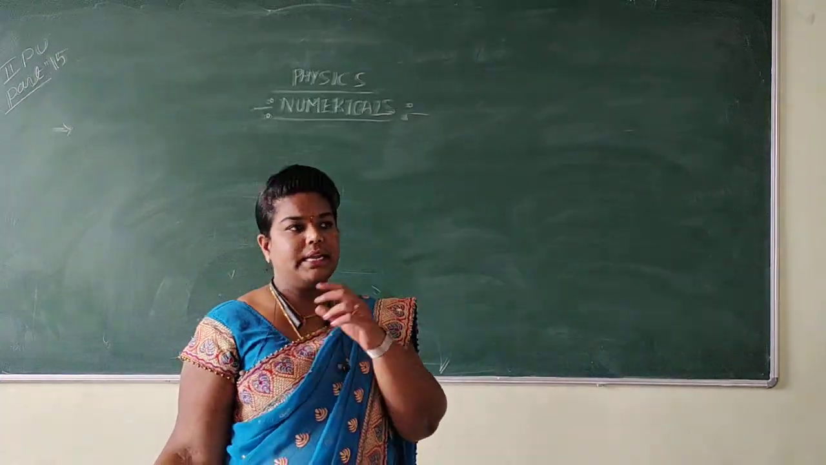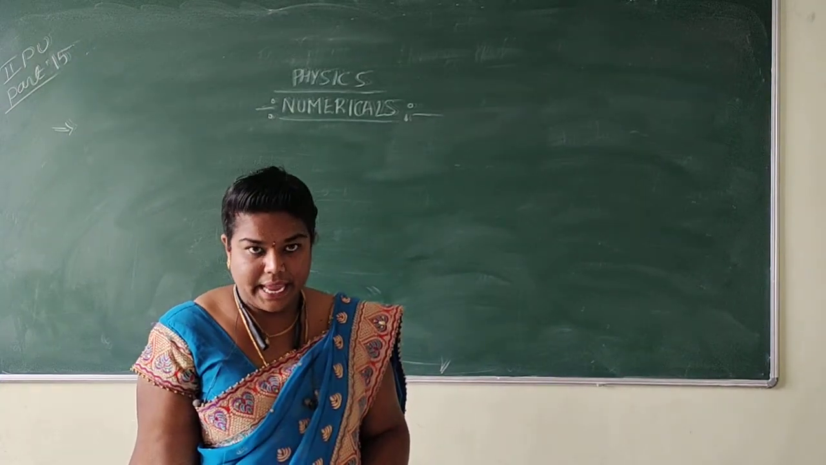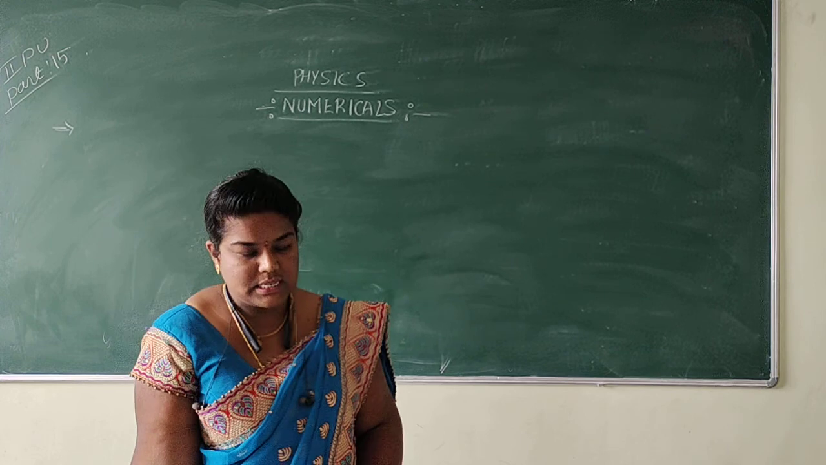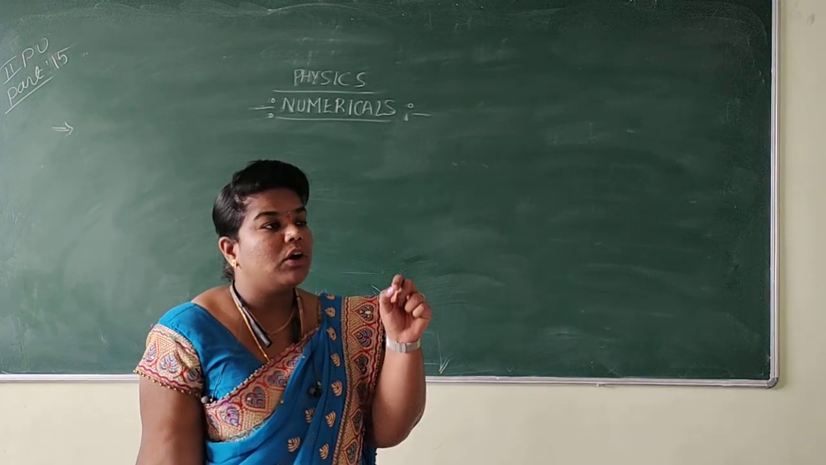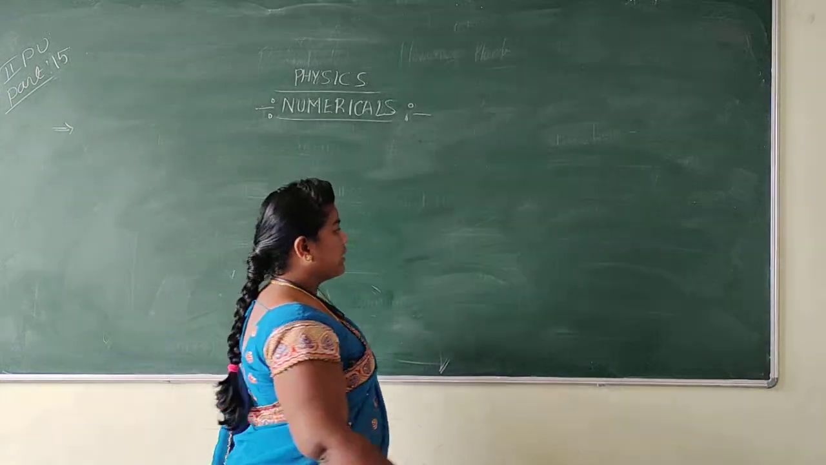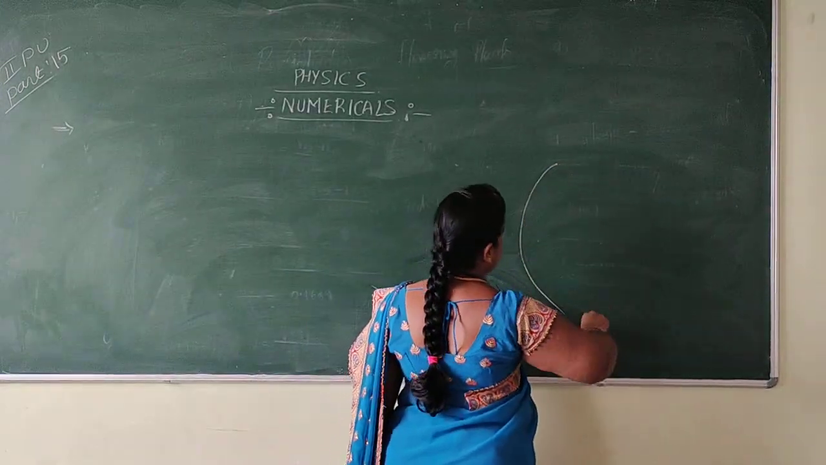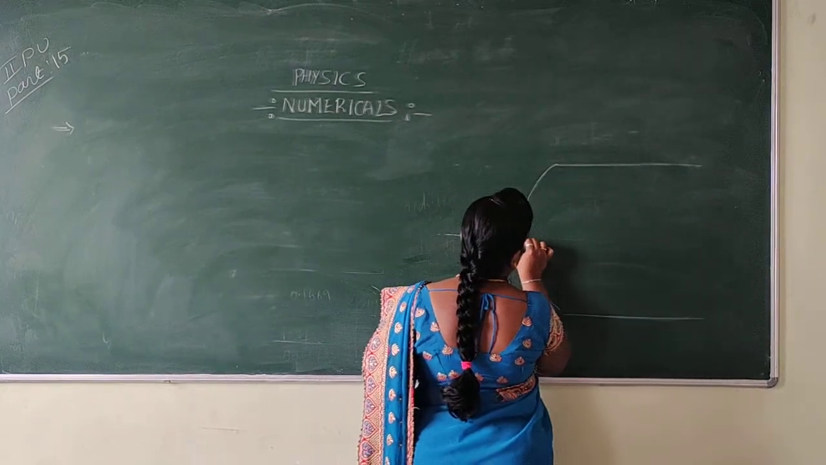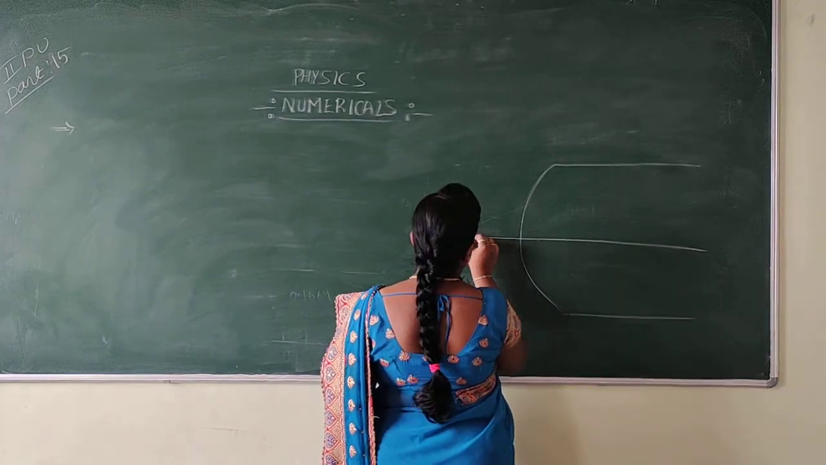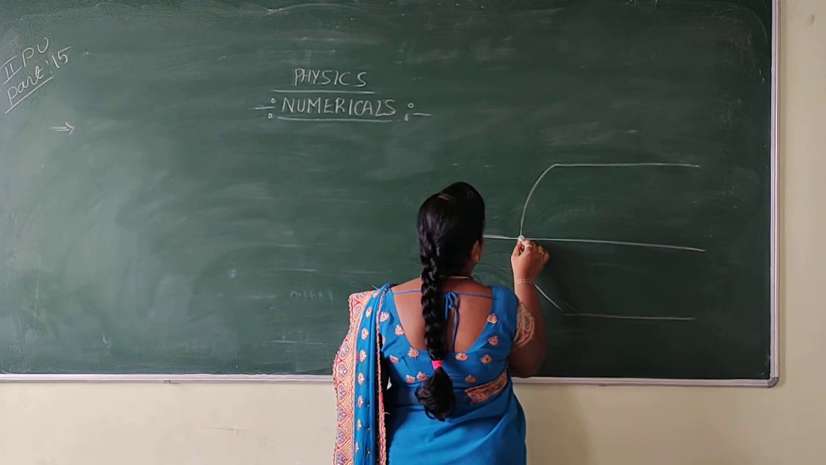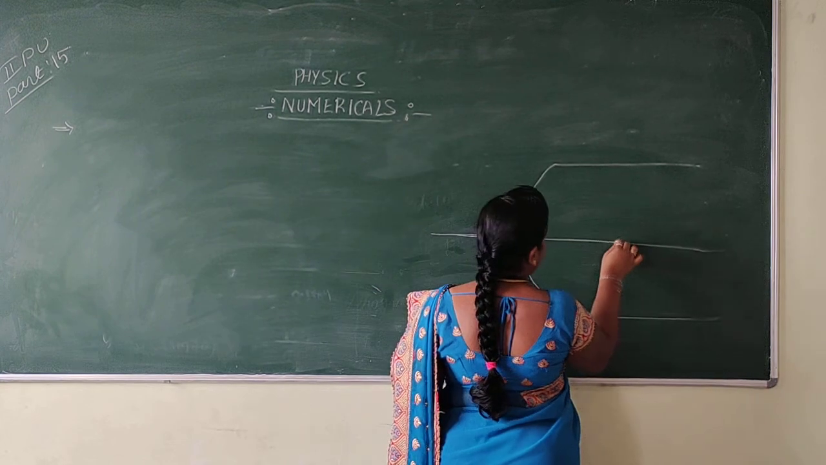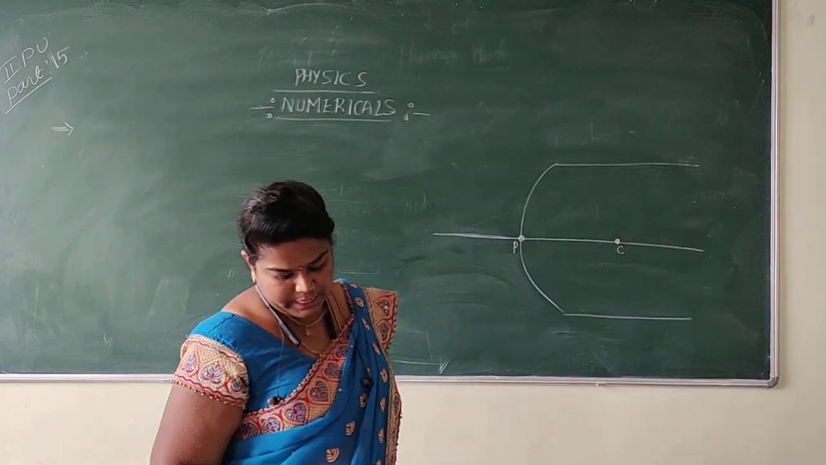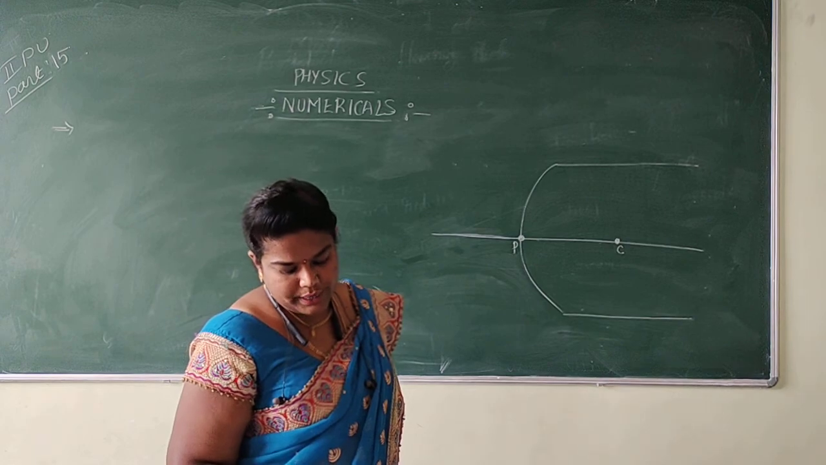So in the question, observe what they have given: an object is placed in air at a distance of 20 cm from the convex surface. See what kind of surface we have? They have given a convex surface. So again I am going to write the same convex surface here. So this is a convex surface, which has a principal axis, with pole P and center of curvature C. Right.